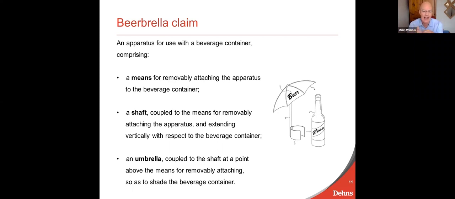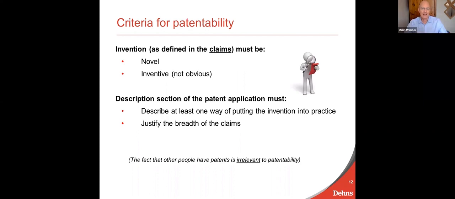And equally, we've said it has to be coupled to the shaft above the attaching thing so as to shade the beverage container. So here we've said what the feature is, an umbrella, we've said what it does, and we've said what its function is. So here we have a simple mechanical invention which defines each of the 3 essential features of the invention. We haven't said that the shaft must be aluminium, because what happens if somebody replaces that with a steel one or a plastic one? So we've kept each of the features as broad as we can. So that is our invention.